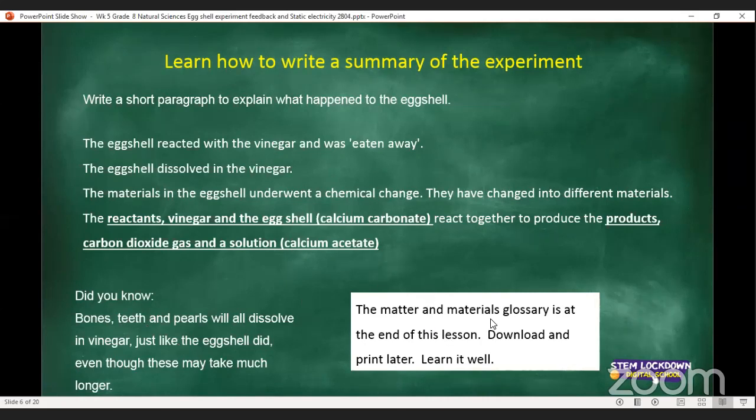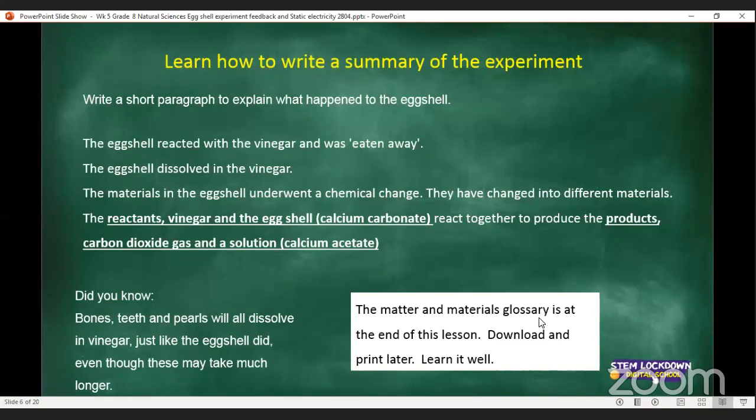Right. So what I did was I took the glossary for the matter and materials that we did in previous lessons, because we're now moving on to a new section. All the lessons that we've done until now were basically matter and materials. So after I show you what my email address is, you will see a glossary. I'd like you to download this glossary and print it and learn these concepts well.